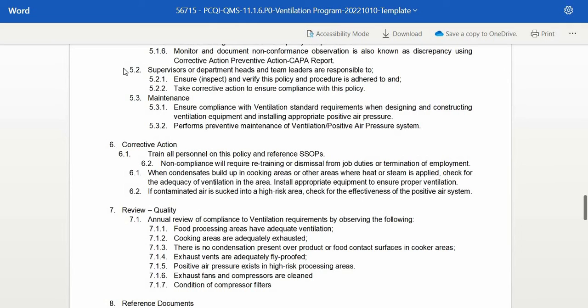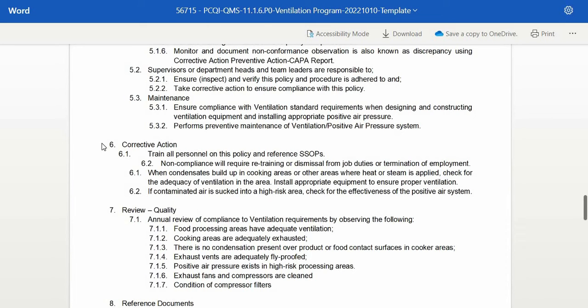The supervisors or department heads and team leaders are responsible to ensure and verify this policy and procedure is adhered to, and take corrective action to ensure compliance with this policy. For the maintenance, ensure compliance with ventilation standard requirements when designing and constructing ventilation equipment and installing appropriate positive air pressure. Also, performs preventive maintenance of ventilation or positive air pressure system.